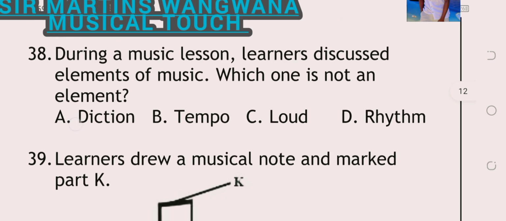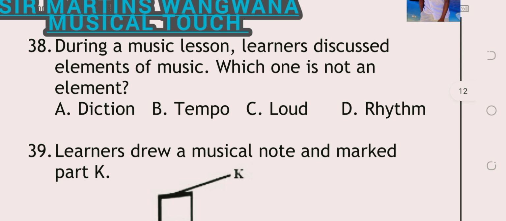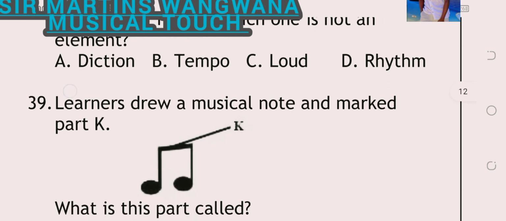Then number 38, during a music lesson, learners discussed elements of music. Which one is not? Diction, tempo, loud, rhythm. We don't have something like loud.